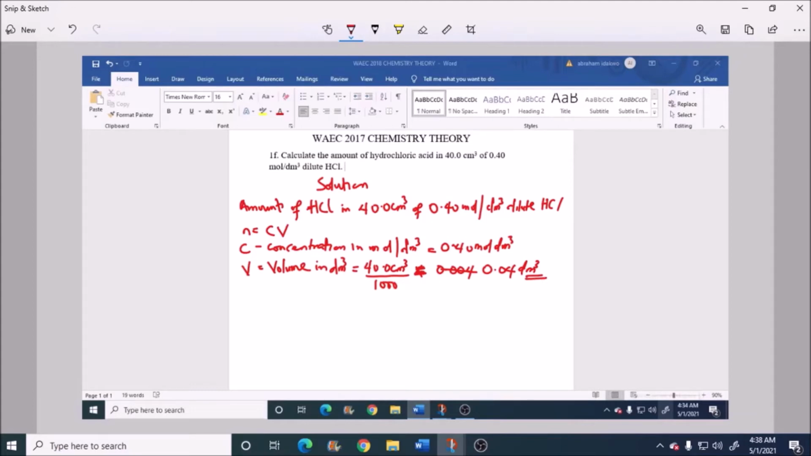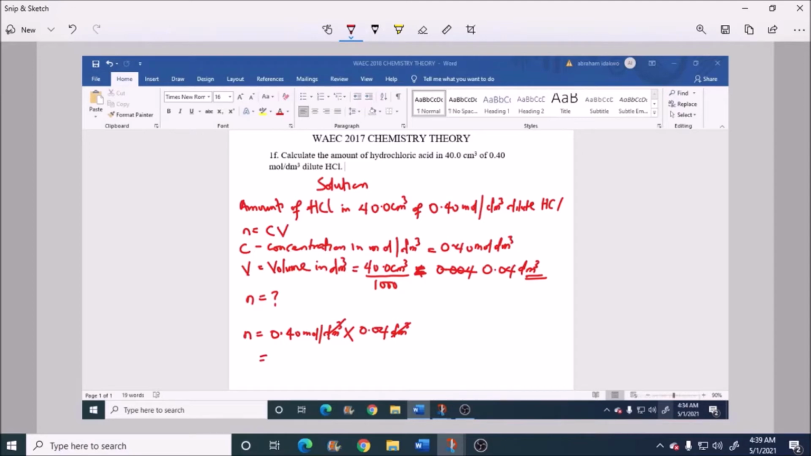Then our n, that is the amount of HCl, is unknown. That is what we have to find here. So the amount, n, is equal to the concentration C, which is 0.40 mole per dm cube, multiplied by the volume, which as calculated is 0.04 dm cube. Then we cancel dm cube and we are left with the mole.